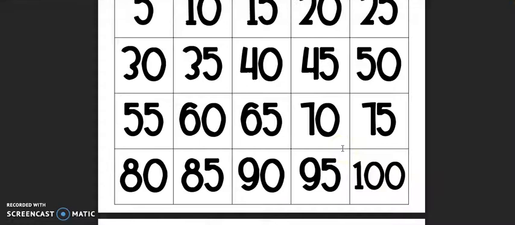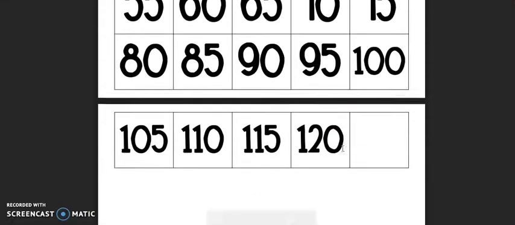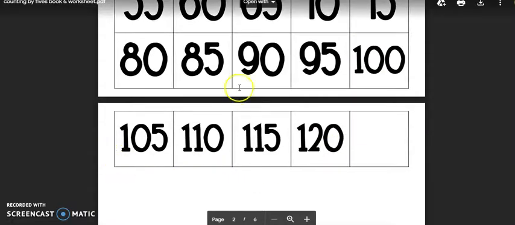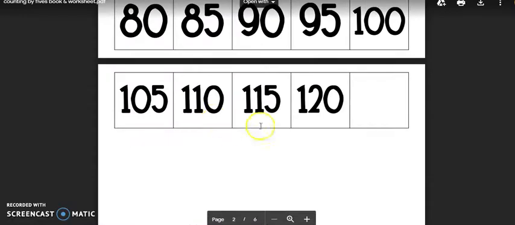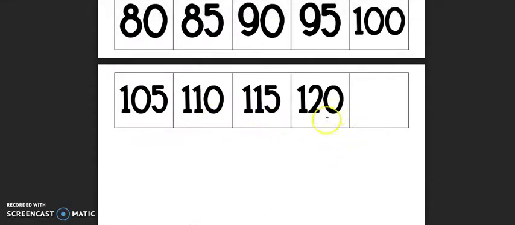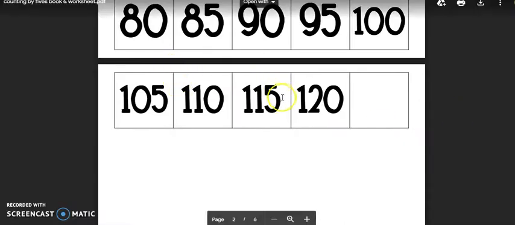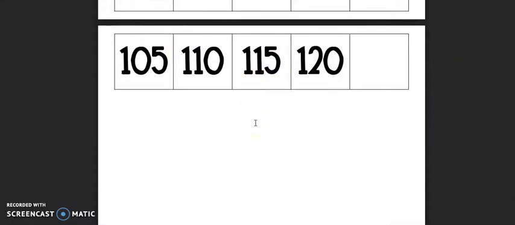So since we know the number up to 120, let's go ahead and count up to 120. So after 100 comes 105, just like 5 normally does. 110, 115, 120. And what do you think would come after 120? Yes, 125. Sorry, everyone. I do that sometimes. I give the answer instead of waiting for you to answer the question.